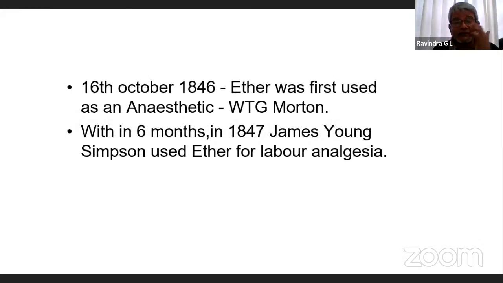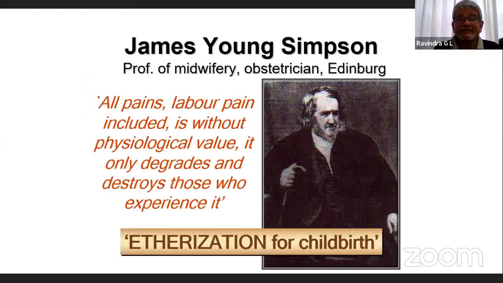On 16th October 1846, as all of us know, ether was first used as an anesthetic by William Thomas Green Morton. Within 6 months, in 1847, James Young Simpson used ether for labor analgesia. He called it etherization of childbirth. All pains, labor pains included, is without physiological value. It only degrades and destroys those who experience it.